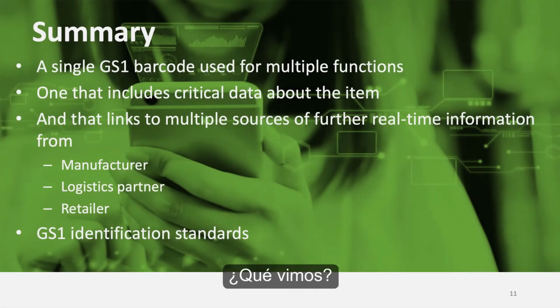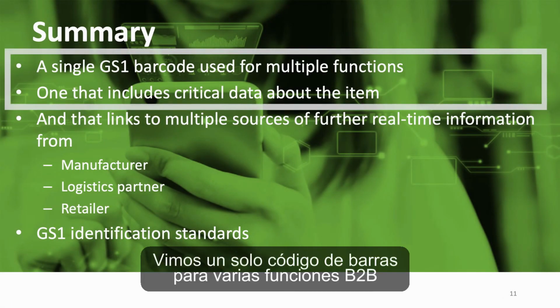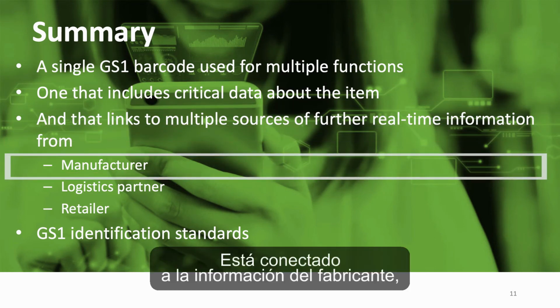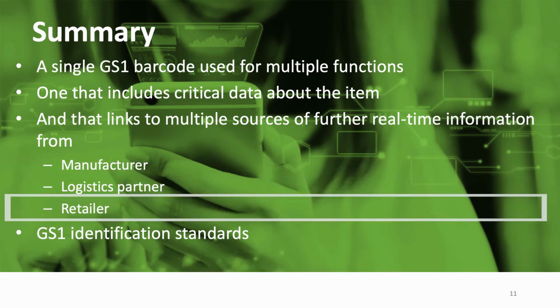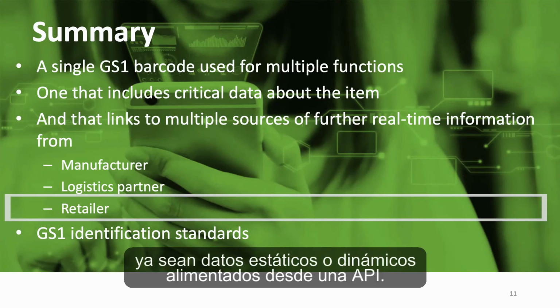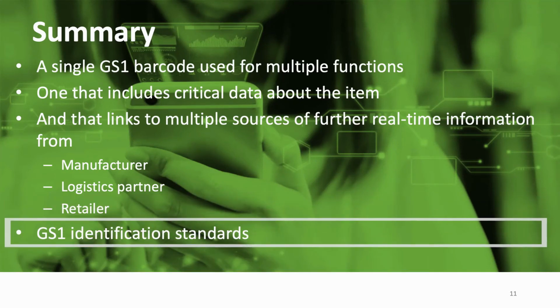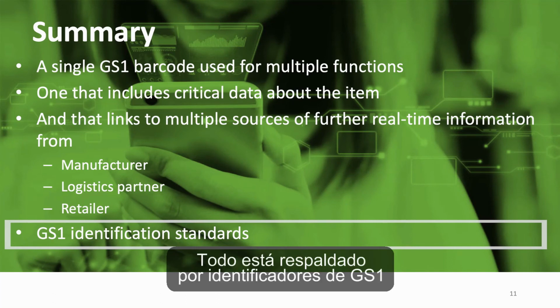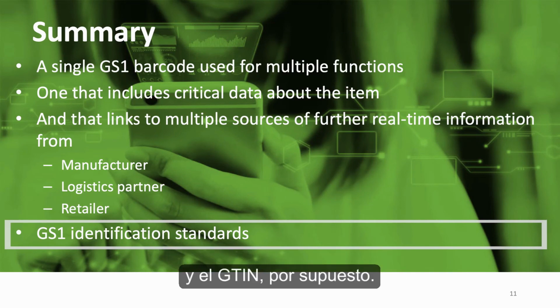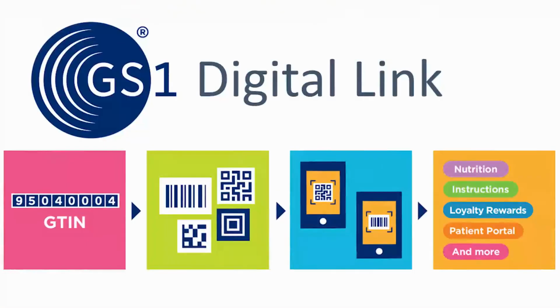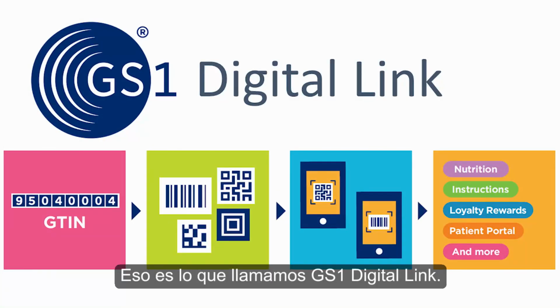What have we seen? We've seen one single barcode used for multiple B2B functions. It's connected to manufacturers' information, logistics partners' information, and retailers' information, whether that's static data or dynamic data served from an API, all underpinned by GS1 identifiers like the serialized shipping container code and, of course, the GTIN. We call this GS1 Digital Link.